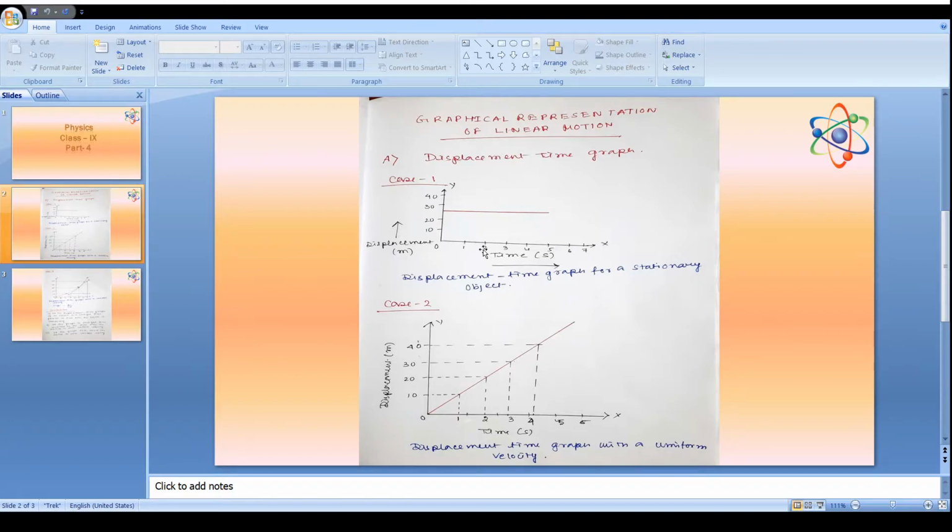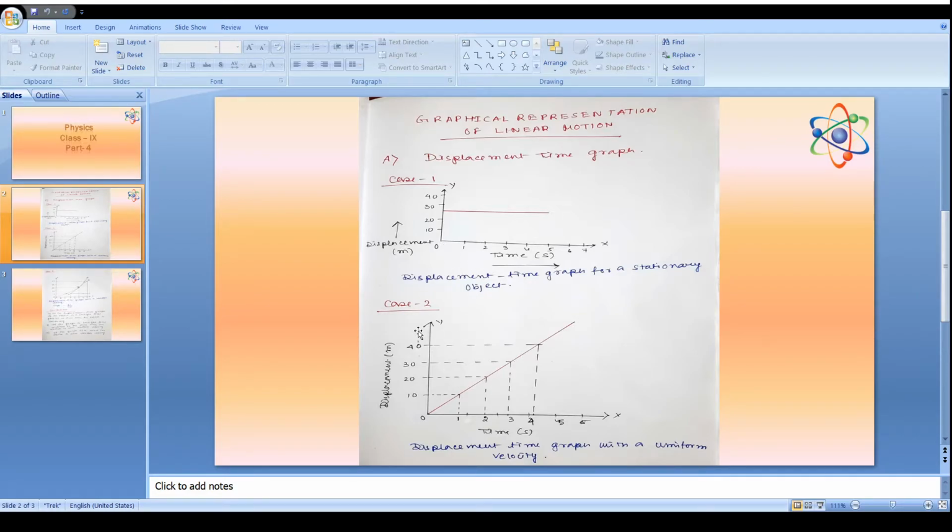Here I have taken the x-axis as time and the y-axis as displacement. So if the body is not moving, there will be no change in displacement, and the line will be parallel to the x-axis. It will be a straight line parallel to the time axis as shown in the figure. In this figure, OP is the distance of the body from the origin, and it remains the same at each instant.